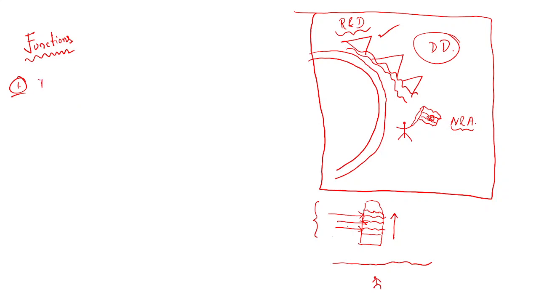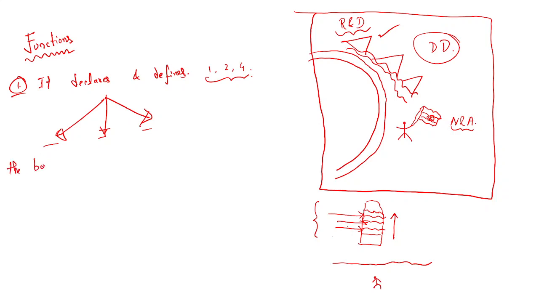Constitution, I'm writing it, declares and defines 3 things. This will cover 3 points from your book, 1, 2 and 4. So first let's write defines the boundary of political community. Hope you know what is a political community.